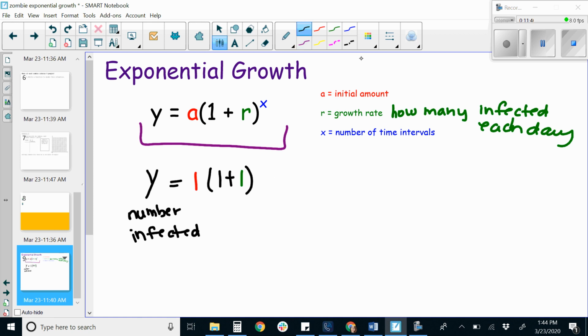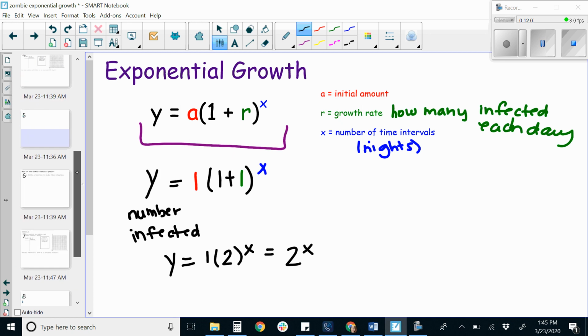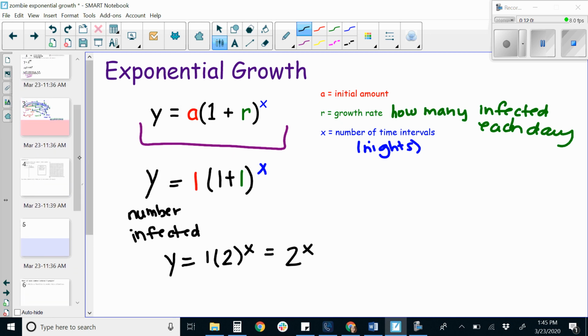And X is the number of time intervals. So simplifying, in our case, going back, that's the nights. So simplifying this, the equation is Y equals 1 times 1 plus 1, which is 2, raised to the x. And we can rewrite that as simply 2 to the x power. So if that makes sense, you can go ahead and stop me here, but I'm going to do another example for those of you that need to see 1 or 2 more.